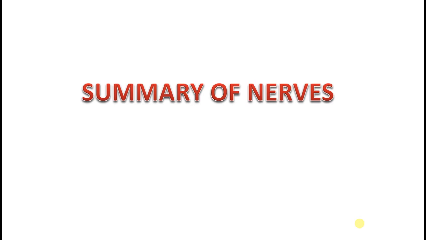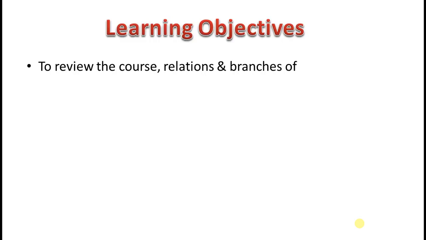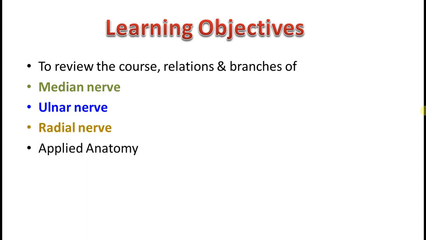And not only that, from an examination point of view, any one of these nerves might be asked as an essay question, or a part of this nerve might be asked even as a short note. Okay. Now today we are going to review the course, relations and branches of, as I told you, the median nerve, the ulnar nerve and the radial nerve, followed by which we will also be discussing some aspects of the applied anatomy. Okay.